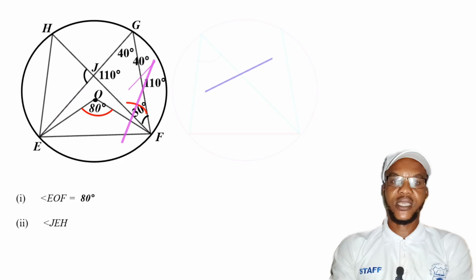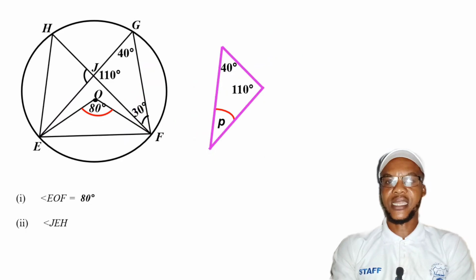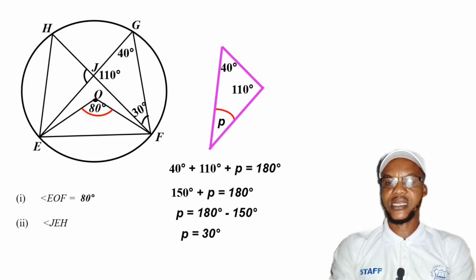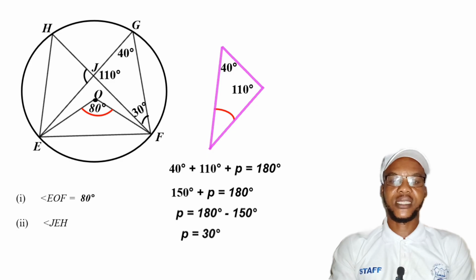Then we can also get that triangle. We name that angle as P, so we find P using the same property. So 40 plus 110 plus P gives us what? 180 degrees. Then we group our like terms, and we get P to be 30 degrees. So it means that the given angle is 30 degrees. Very simple.